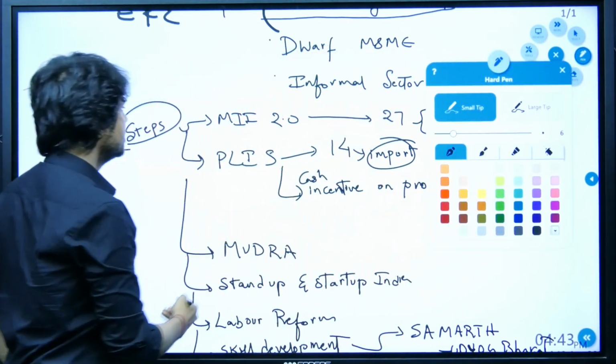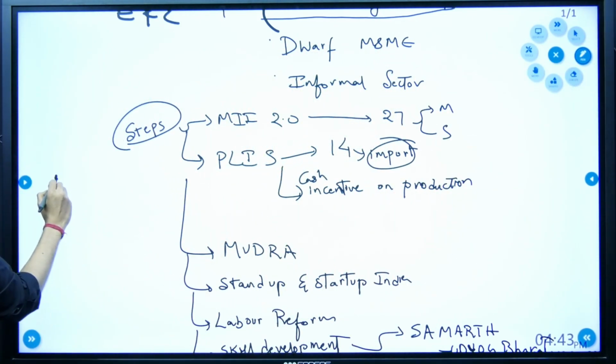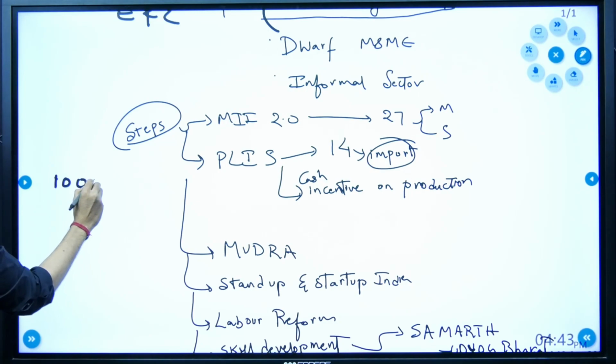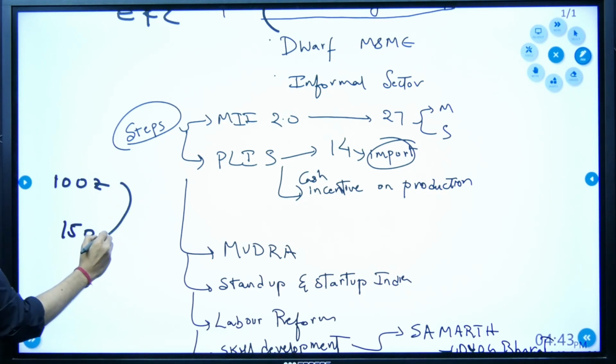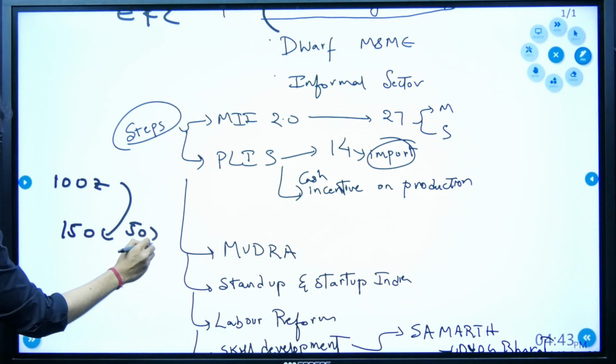So what is this production linked incentive scheme? Let's say you have produced 100 rupees items this year, and the next year you have produced 150 rupees items. So what is the change here? Here the change is 50 rupees.